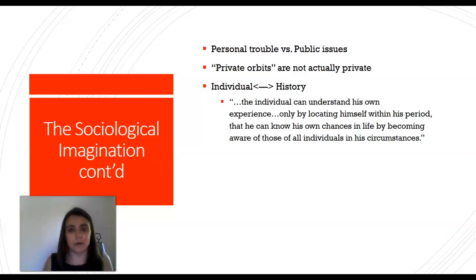So in essence, in order to understand what's happening in our own lives, we have to look beyond ourselves and we have to look at what's happening in this historical period that we're a part of in our cultural context. That if we only look at ourselves, we're only getting part of the picture, right? We kind of need to expand our own view.